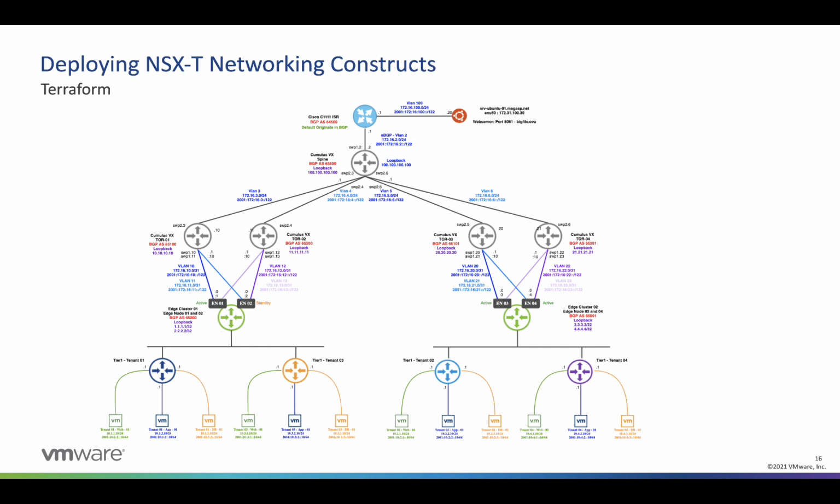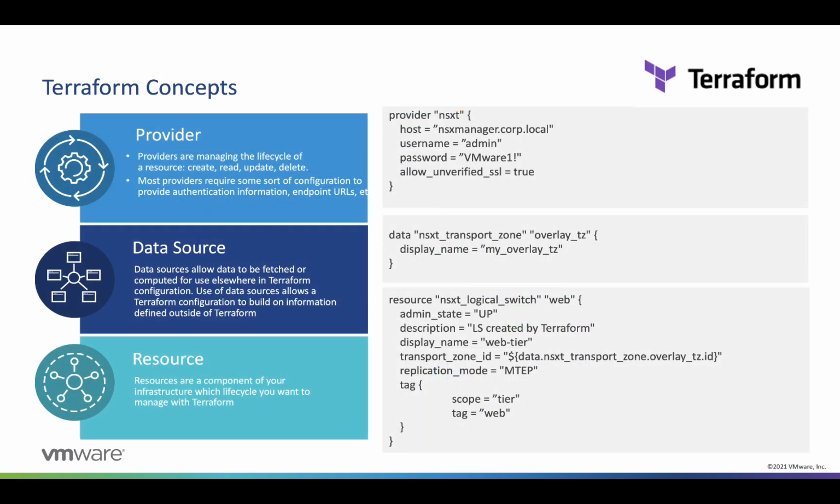So each tier 1 has 3 overlay segments, one for the app, one for the DB, and one for the web. And we are going to install virtual machines into each of these tier 1 overlay segments. So let's do that. We'll do that with Terraform.